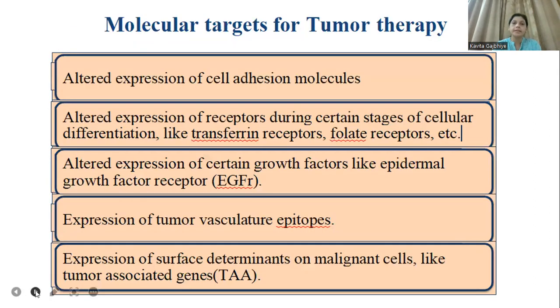What are the molecular targets for tumor therapy? Here a few targets are present, like altered expression of cell adhesion molecules, and altered expression of receptors during certain stages of cellular differentiation, like transferrin receptors and folate receptors. Lots of receptors are present. Also altered expression of certain growth factors like epidermal growth factor receptor, expression of tumor vasculature epitopes, and expression of surface determinants on malignant cells like tumor associated genes.